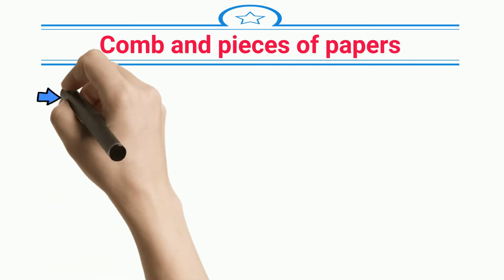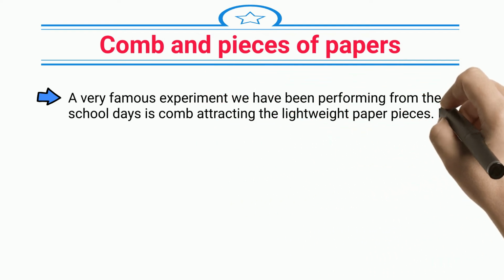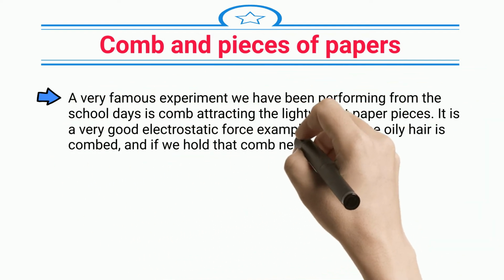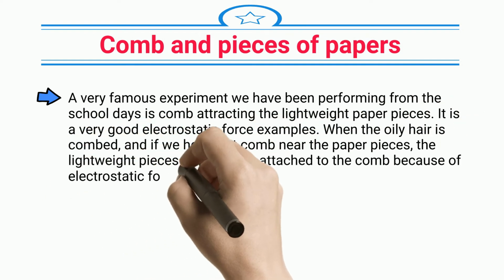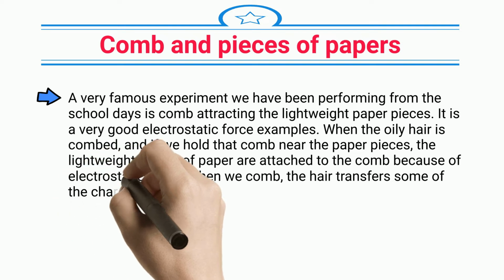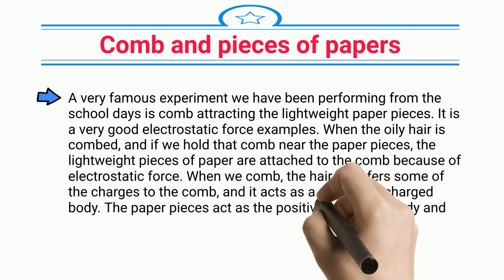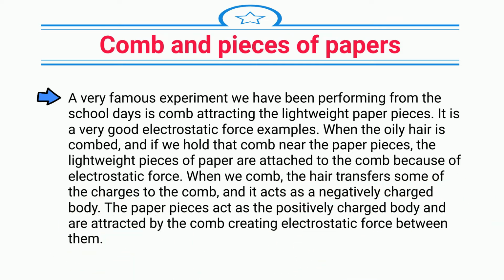Comb and pieces of paper. A very famous experiment we have been performing since school days is a comb attracting lightweight paper pieces. It is a very good electrostatic force example. When oily hair is combed, and if we hold the comb near the paper pieces, the lightweight pieces of paper are attracted to the comb because of electrostatic force. When we comb, the hair transfers some of its charges to the comb, and it acts as a negatively charged body. The paper pieces act as the positively charged body and are attracted by the comb, creating electrostatic force between them.